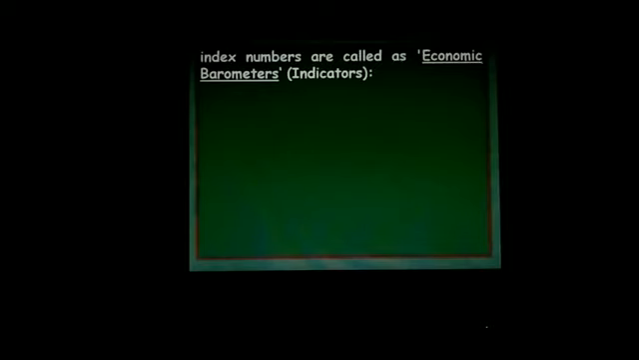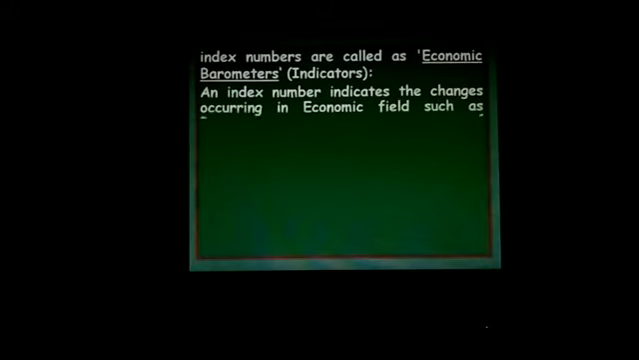On an overview we can understand it very well. Now let's see how it can be answered for a 2 mark or 1 mark question: why index numbers are called economic barometers.